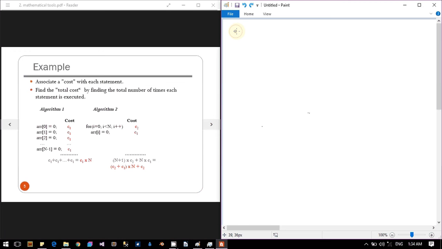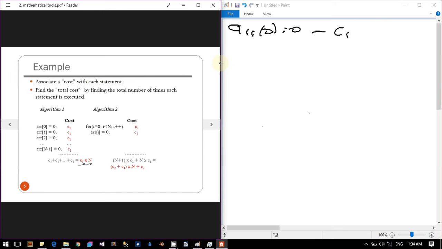The first one is an assignment algorithm. Array 0 equals 0 is assigning, with a cost of C1; array 1 equals 0 is C1. Assigning a value to an array costs C1. So if there are 5 elements in the array, how many times did that program run? 5 times. If there are 6 elements, how many times? 6 times. That's why it's C1 plus n.